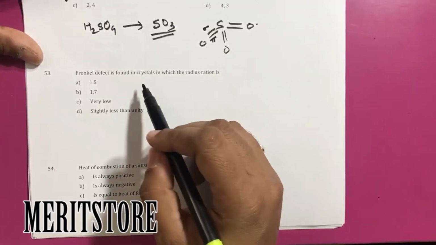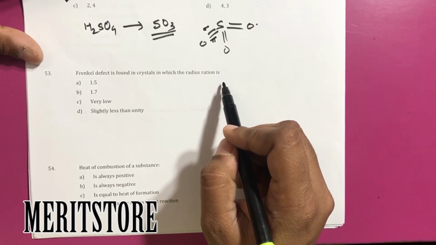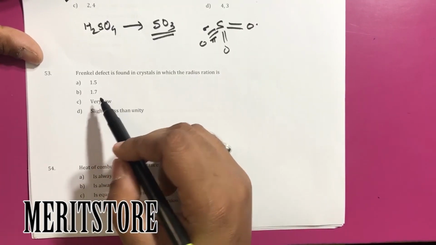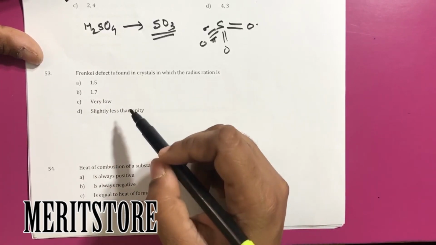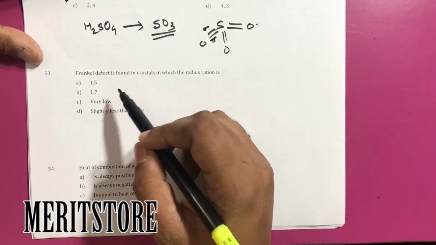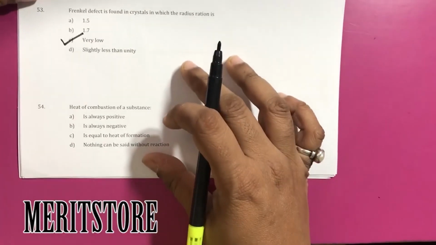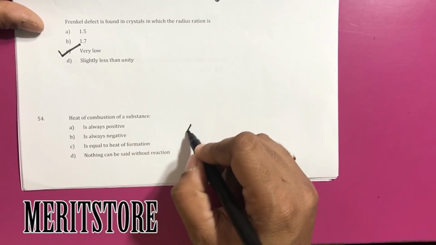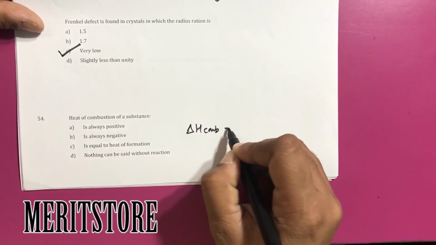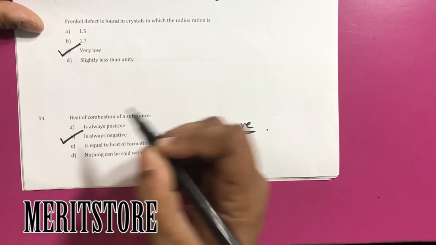Question number 53. The Frenkel defect is found in a crystal in which the radius ratio is. When I am talking about the Frenkel defect, where the radius ratio is generally low, there you will find the void space so that the ion can be missing from its original position and go into the void space. Therefore, option C. Question number 54. The heat of combustion of the substance. Generally for the heat of combustion, the energy is always negative. Therefore, option B, because these reactions are always exothermic in nature.